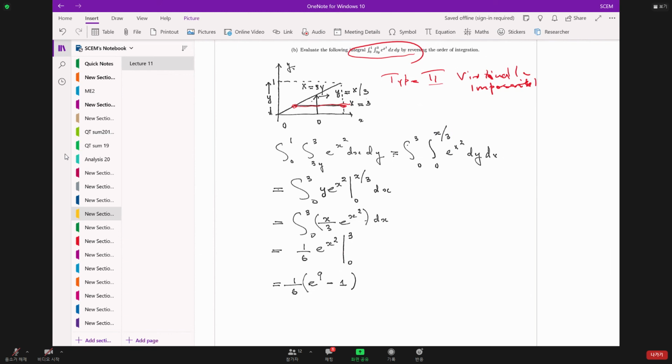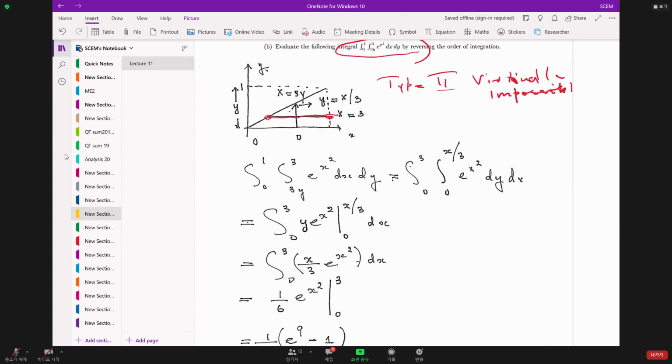Here you're given x equals 3y. Solve this in terms of x, you get y equals x by 3. So you're changing the order of integration from here to here. Your y changes from 0 to y equals x by 3, and your x changes from 0 to 3.